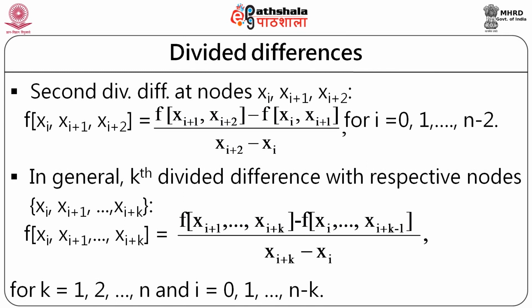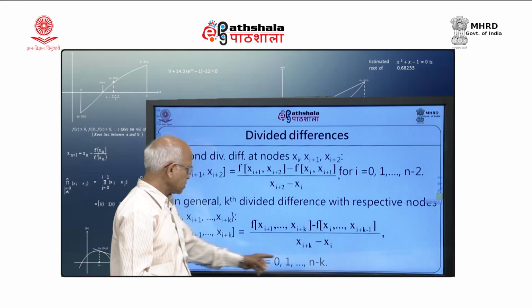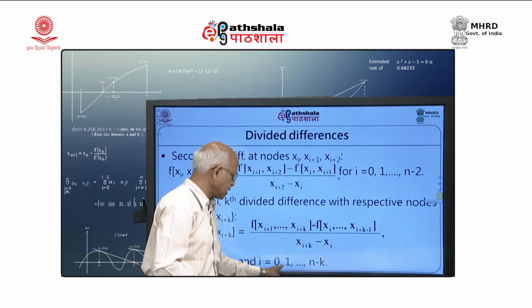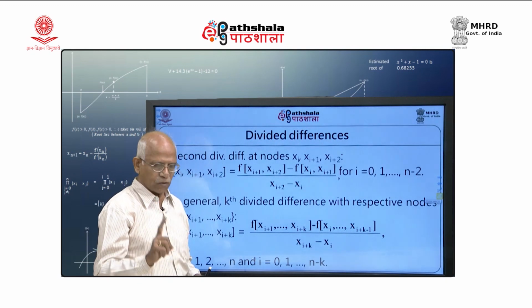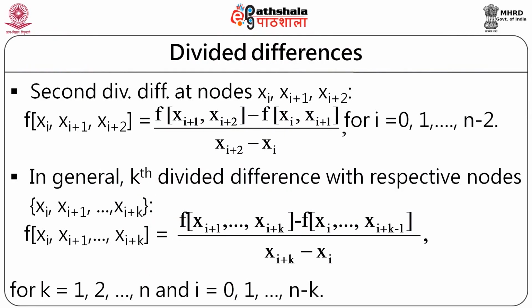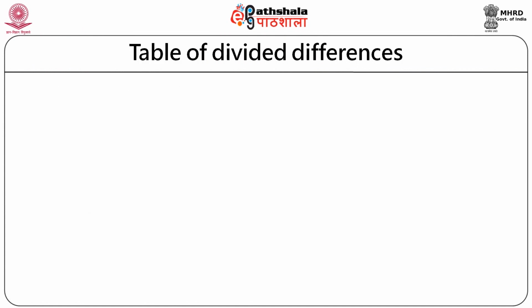as we have already mentioned, and i equal to 0, 1, 2, 3 up to n minus k, because there will be only n minus k kth differences. So the nth difference will be only 1, the first difference will be n, like that we can say.